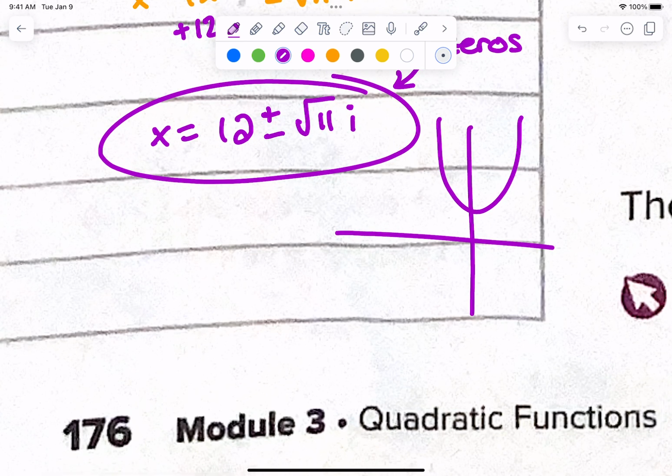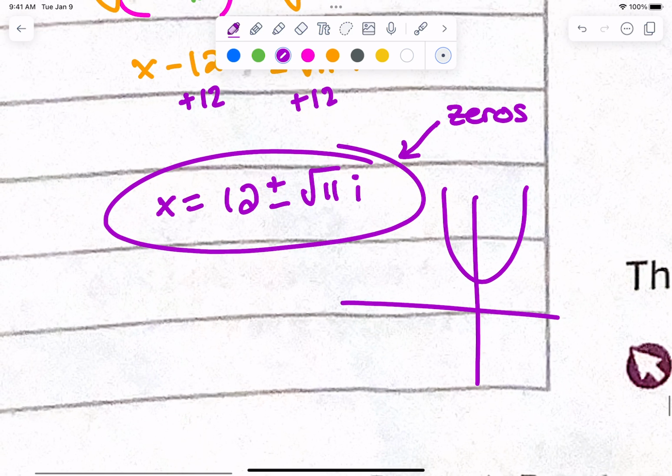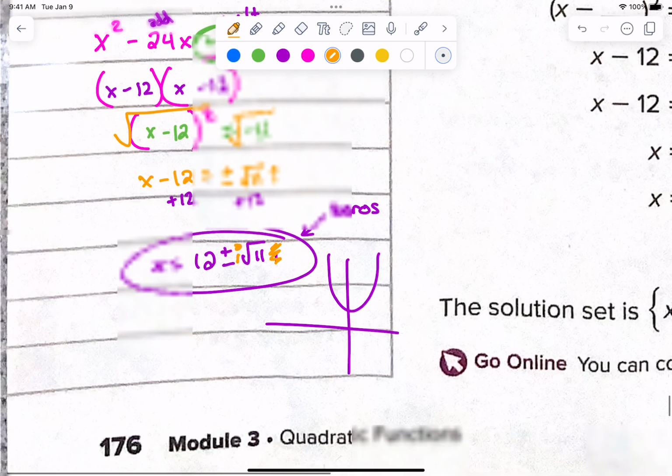Yes, Trevin? Could it be 12i plus or minus the square root? You want to keep the i with the 11, so you could move the i to this spot, but don't put it with the 12. It needs to be behind the plus and minus part. Good question.